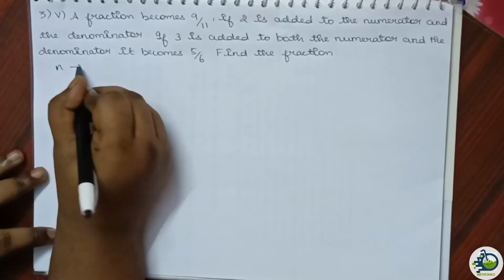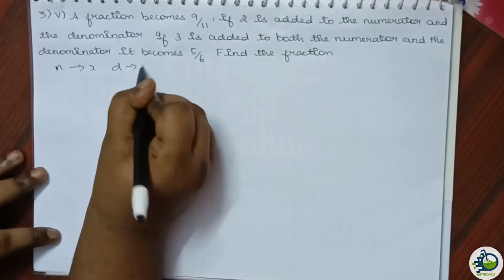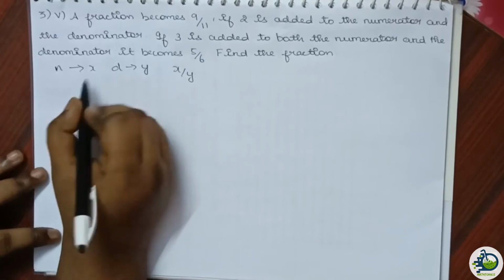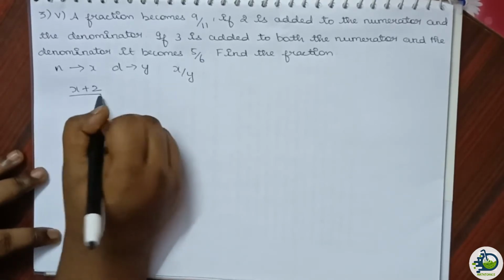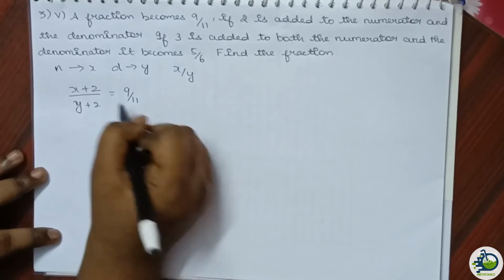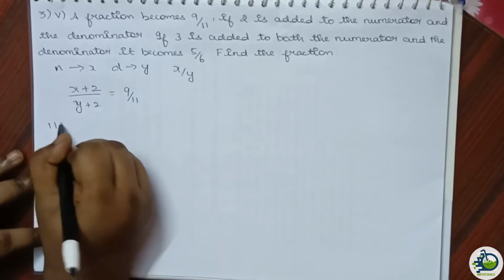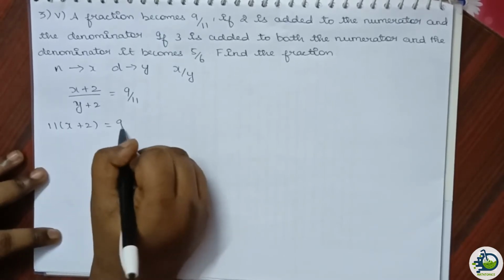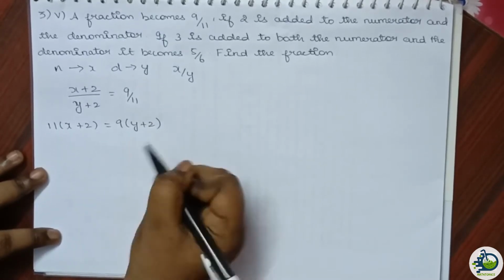We don't know the numerator and denominator, so we will consider the numerator as x and the denominator as y. So x by y is the fraction. When I add 2 to the numerator and denominator, the fraction is 9 by 11. So when we cross multiply this, we get 11 into x plus 2 is equal to 9 into y plus 2.